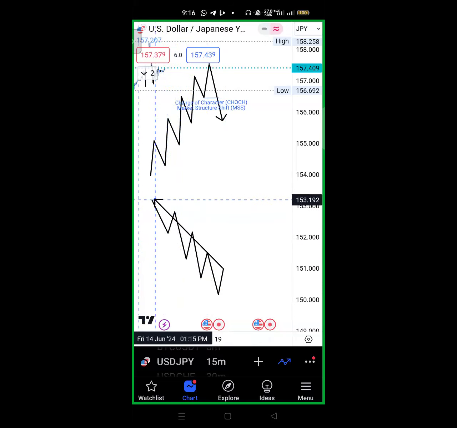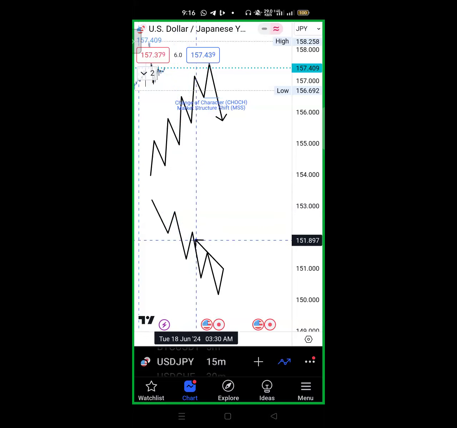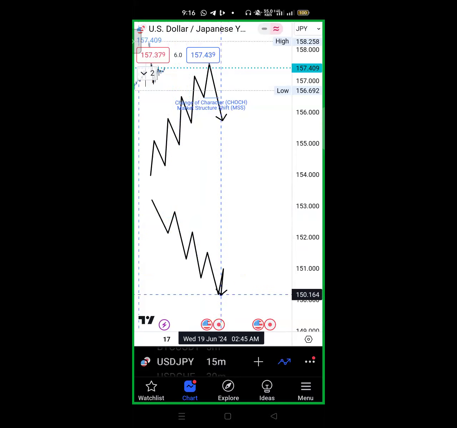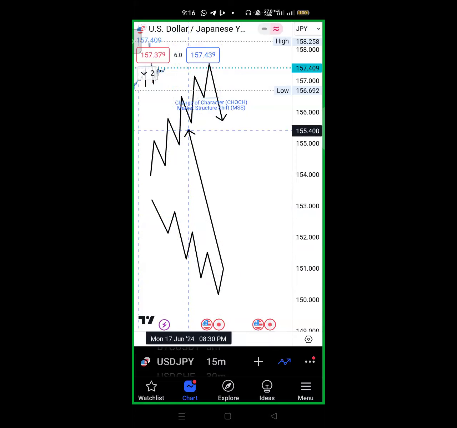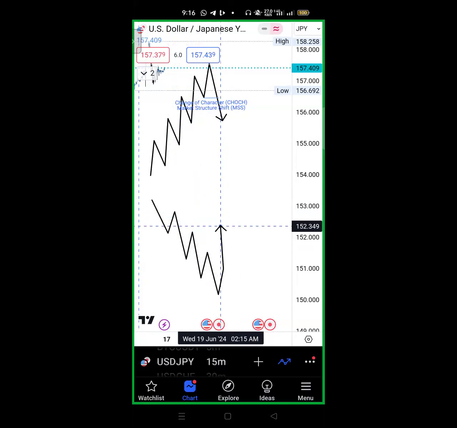Look at this high now. This new high here is lower than the previous high, right? It goes on like that. The same thing here. Look at this low. This low is lower than the previous low. This low is lower than this previous low. This low is lower than this previous low, which is opposite of what we have here, right? So that is the characteristic of a downtrend.